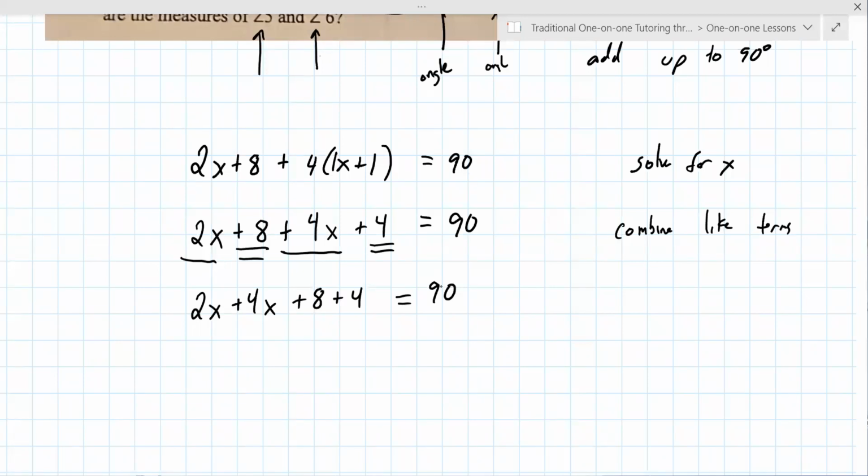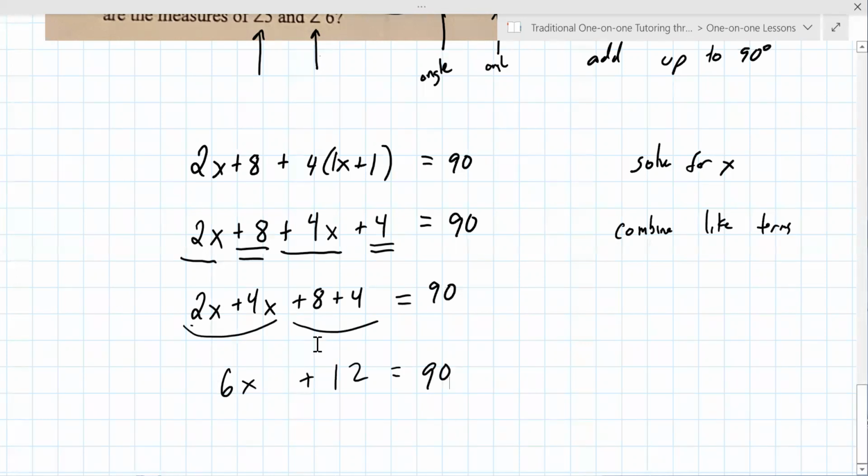Do you need any more hints? I need another hint. Okay, 2x plus 4x is 6x. 8 plus 4 is 12. Okay, and then you have to add, and that's gonna give you 18. No, you cannot combine 6x and 12. You're adding things that don't go together.